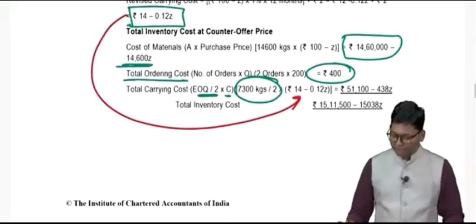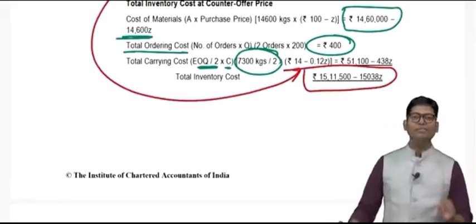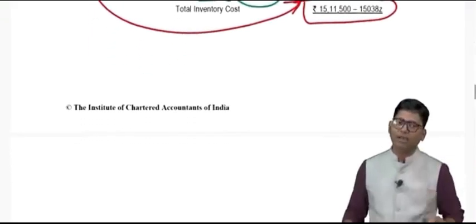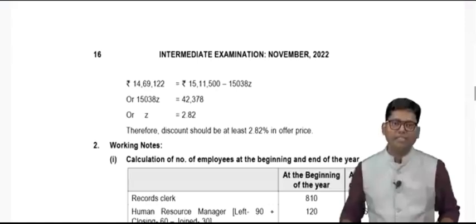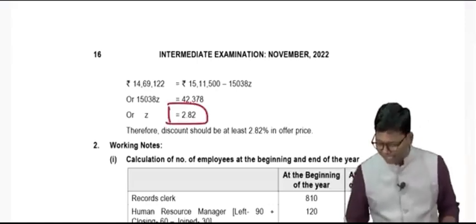Now, when you solve this entire equation, you are going to get something like this, and when this particular calculation is solved, ultimately you will get the discount margin, and the discount margin is 2.82%. Sir, explain it for one.